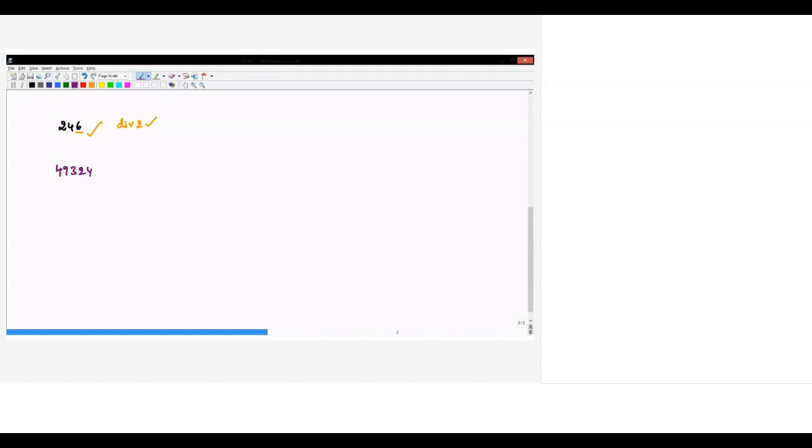49324. Is it divisible by 4? Last two digits. The last two digits are not divisible by 4, therefore it is not divisible by 4. Is it divisible by 8? The last three digits are divisible by 8, therefore it is divisible by 8.